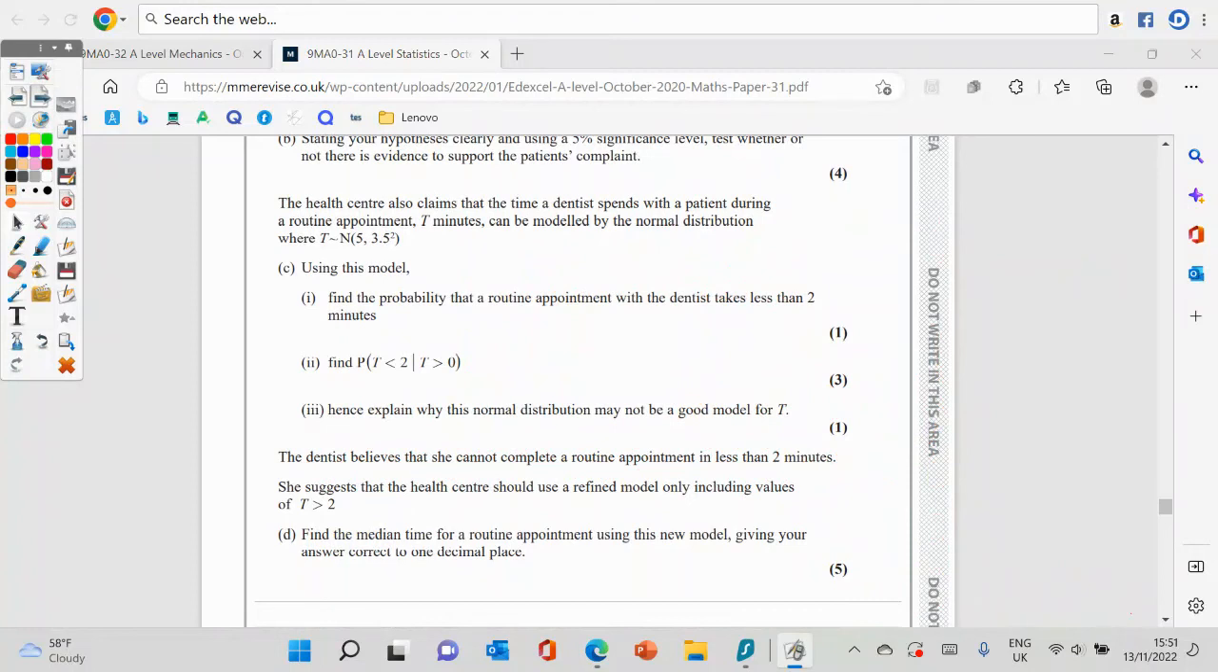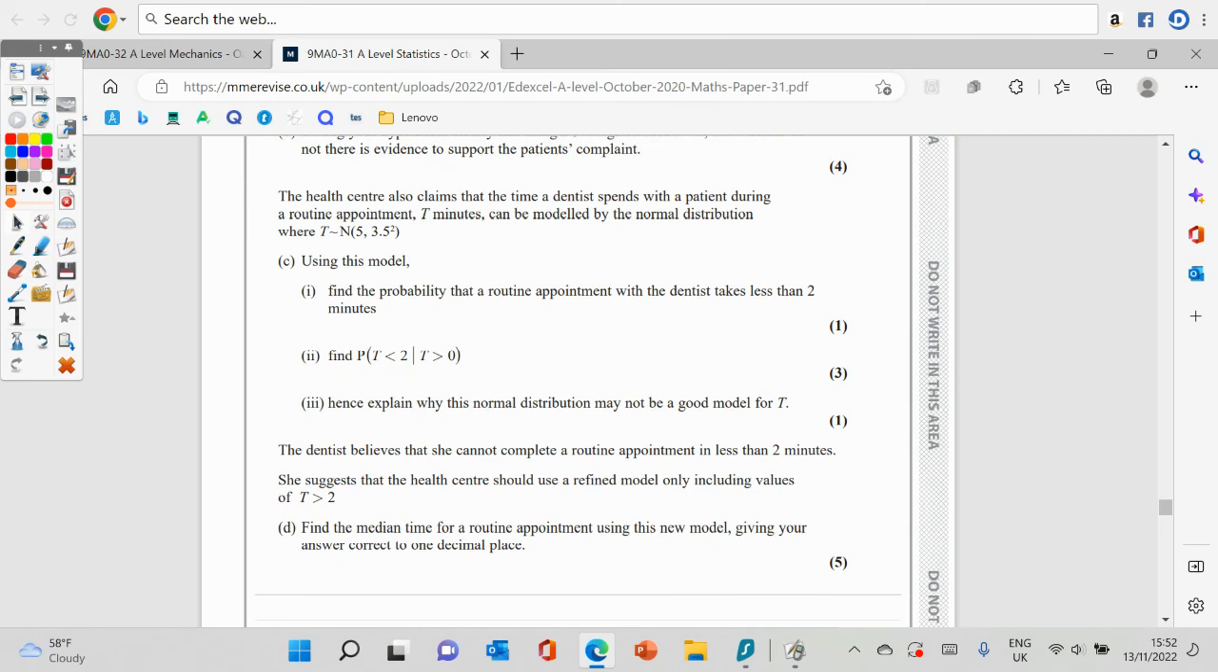Okay, part C, part I. Find the probability that a routine appointment with the dentist takes less than 2 minutes. Okay, not a problem. We want the probability of t being less than 2. That's fine, I get 0.1956, or 0.196 to 3dp.